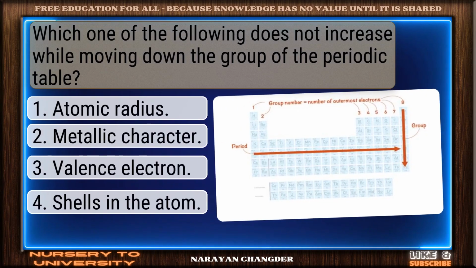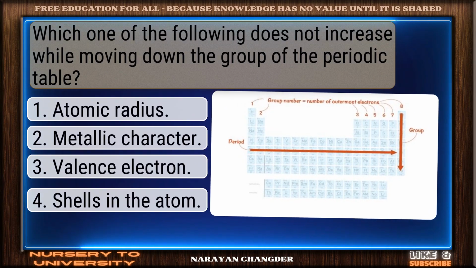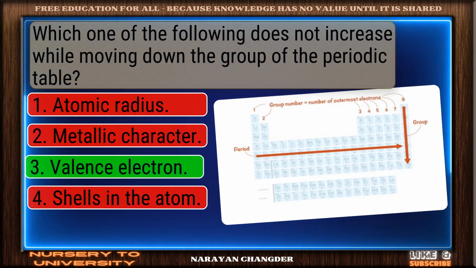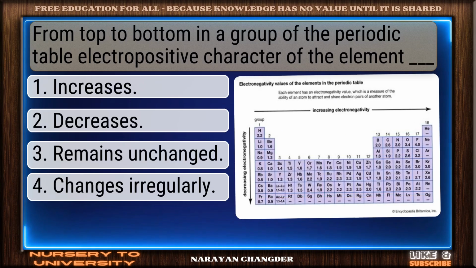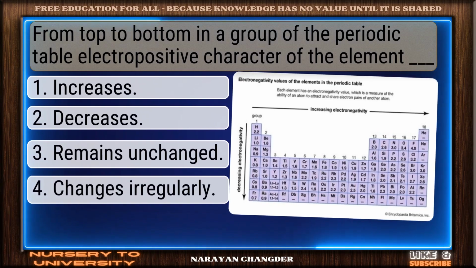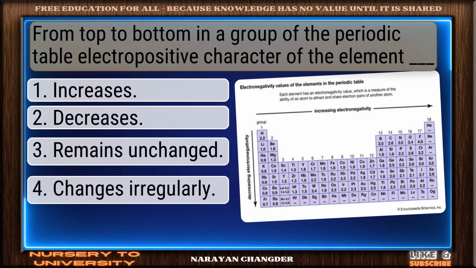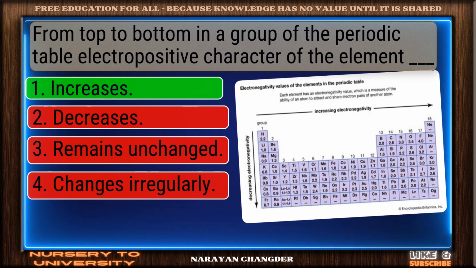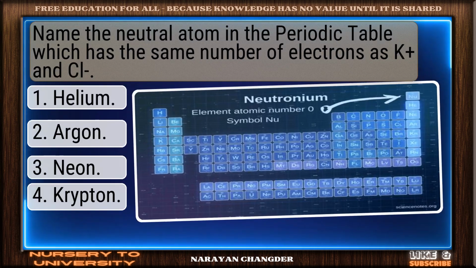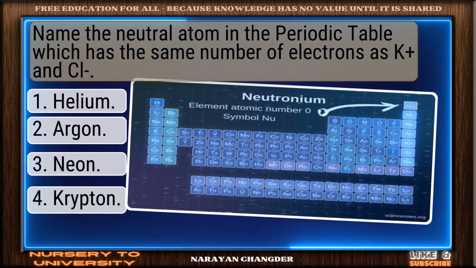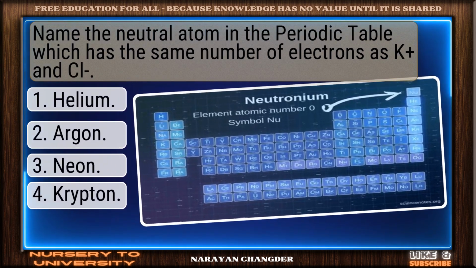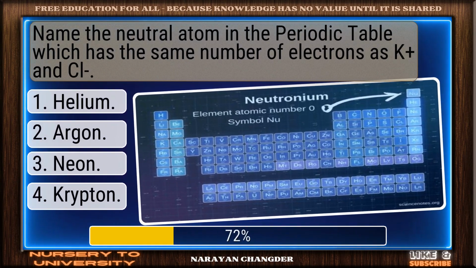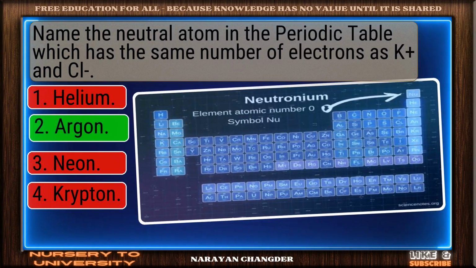Which one of the following does not increase while moving down the group of the periodic table? Right again. Valence electron is valid. From top to bottom in a group of the periodic table, the electropositive character of the element dash. Right choice. Increases is best. Name the neutral atom in the periodic table which has the same number of electrons as K+ and Cl-. Perfect. Argon is the one.